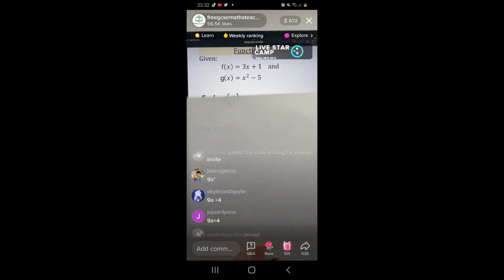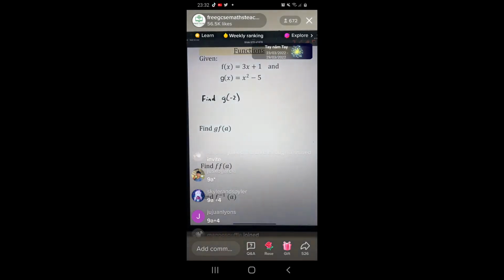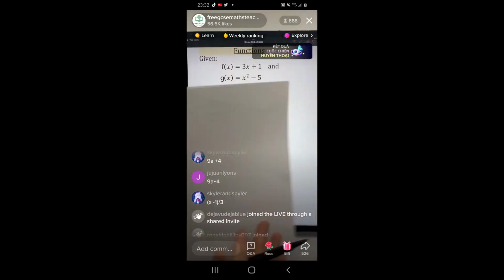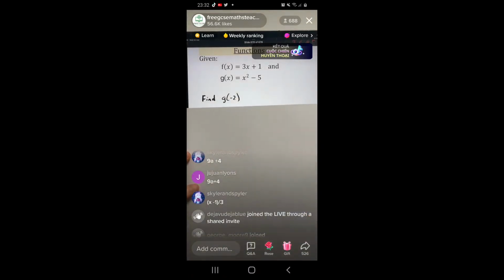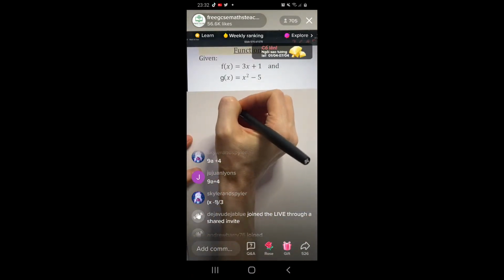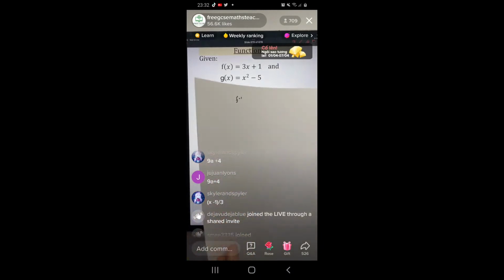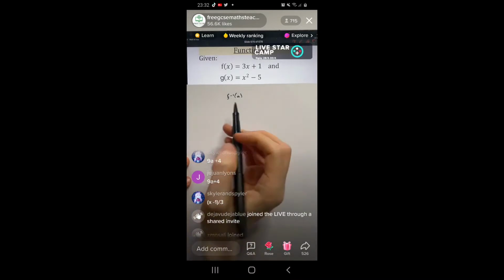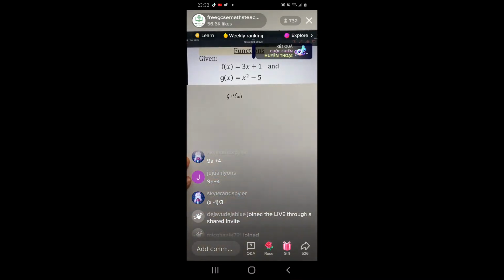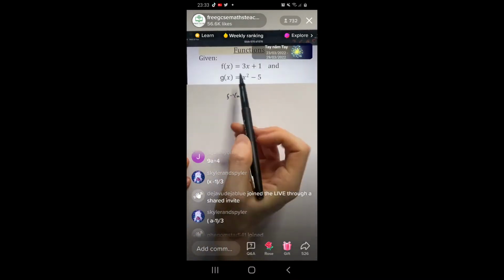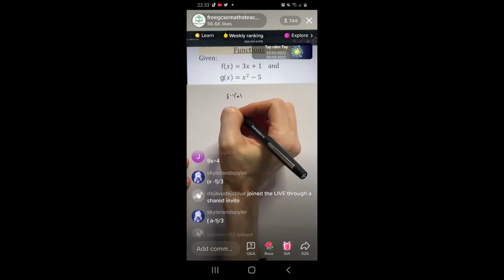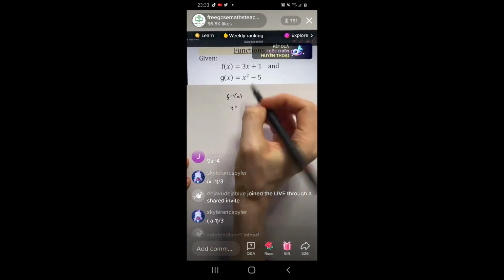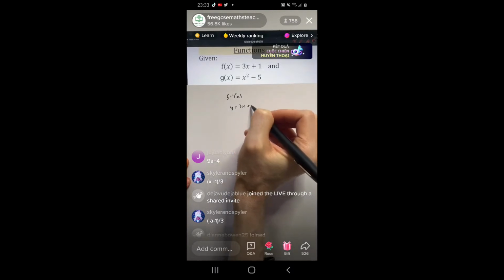The last one's probably the most tricky. It says work out f to the minus 1 of a. So if you're working f to the minus 1 of a, that means you'll find the inverse function for f. If you see a negative 1, it means the inverse. First of all, I let y equal the function of f. So I'm going to let y equals f of x, which in this case is 3x plus 1.